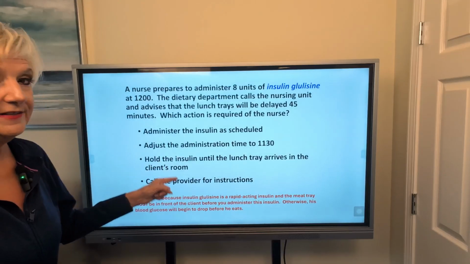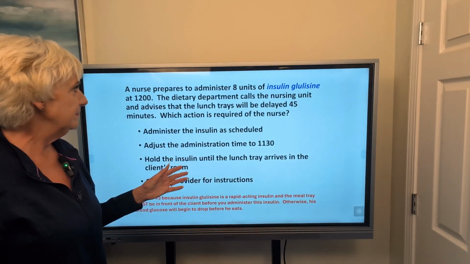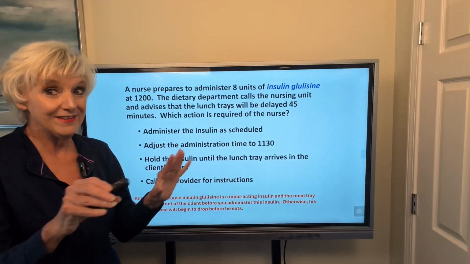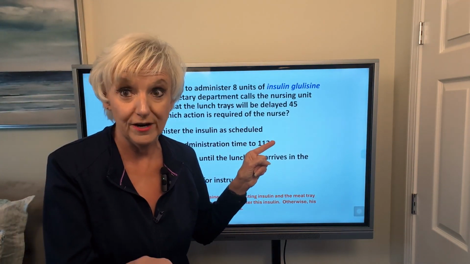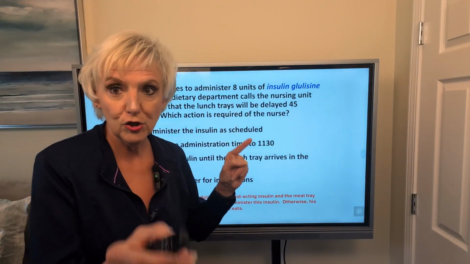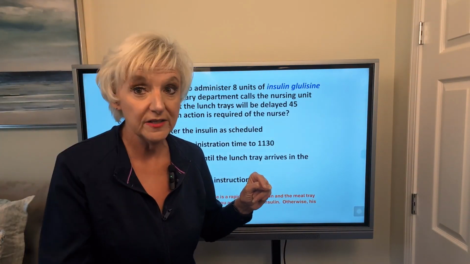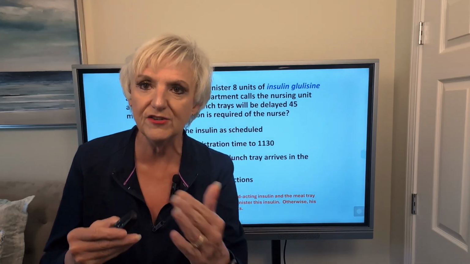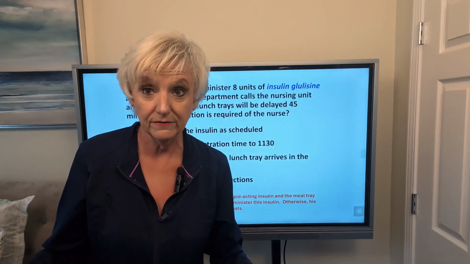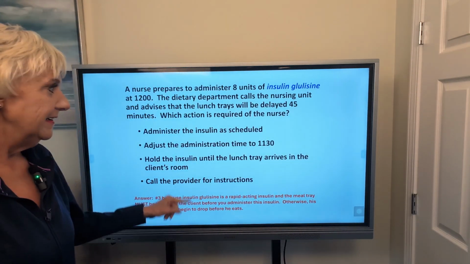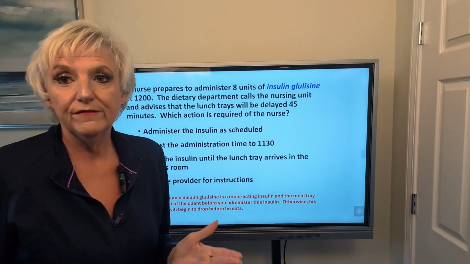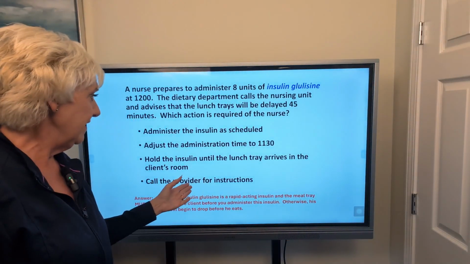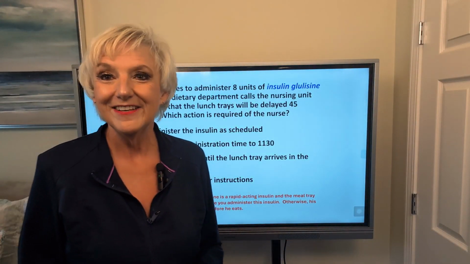Okay, the answer is number 3. Just simply, it says you're preparing to give it. You haven't given it yet. Great, because you do not give that insulin without the food there. Okay? Insulin glulisine, insulin aspart, insulin lispro have to have the food in front of the patient. Period. End of story. Always and forever. Amen. Now, the thing is, you haven't given it yet, and food is going to be delayed 45 minutes. Well, then delay the shot. Wait for the food to get up there, and then give the insulin.